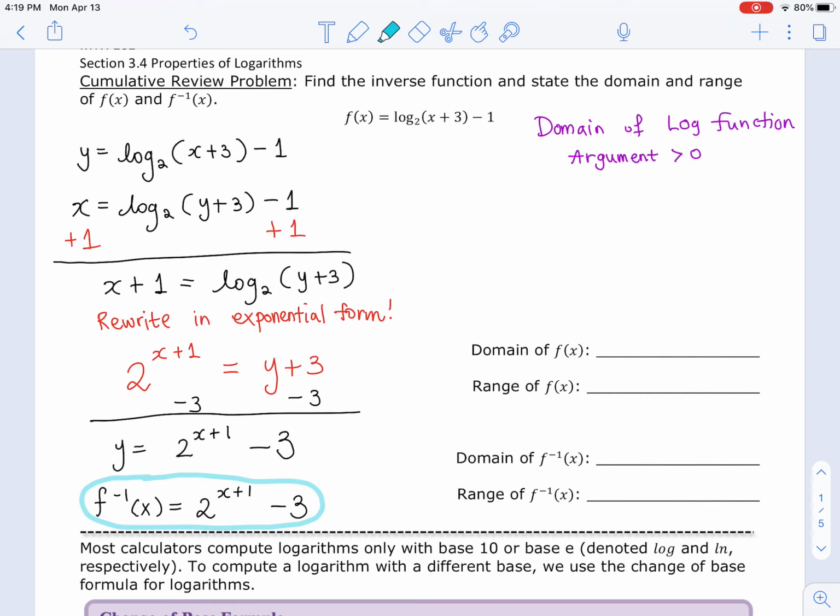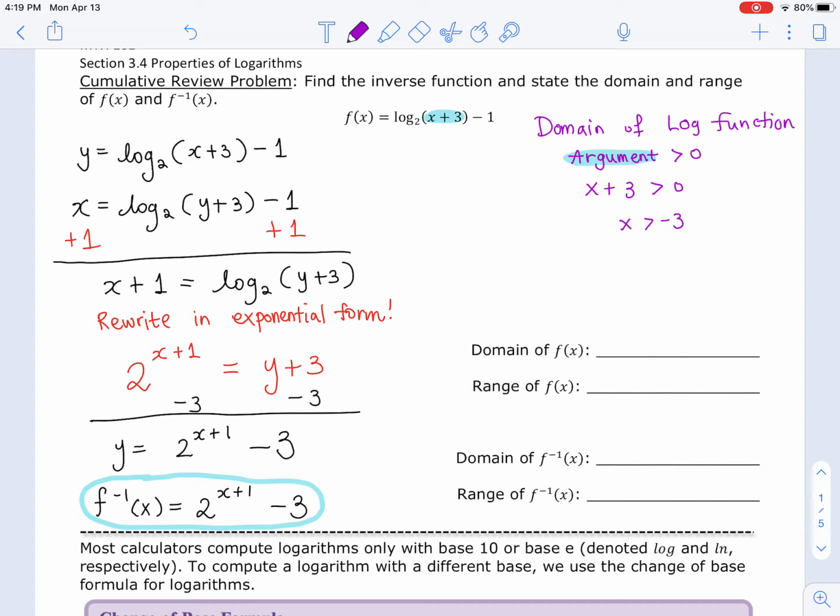That's what you're gonna have to do, because remember, in a parent log function, you do have a vertical asymptote at x equals 0. So what we're gonna do is grab this argument, that inside part of the log, and set it greater than 0. Do not say greater than or equal to. It cannot be 0. If you solve this, you will get x has to be greater than -3.